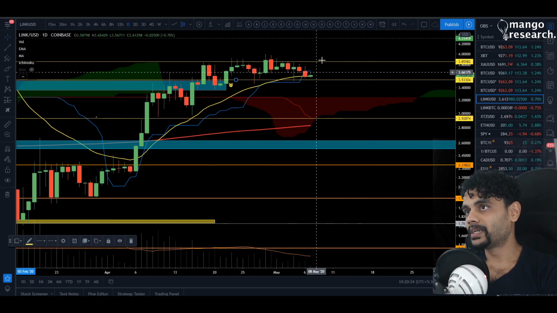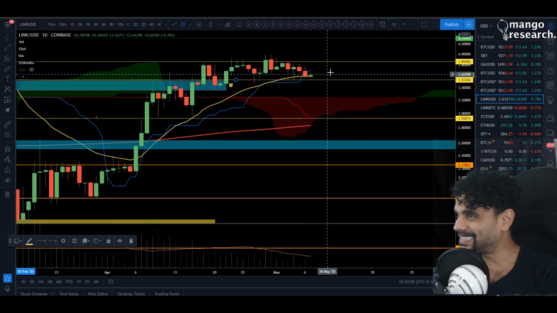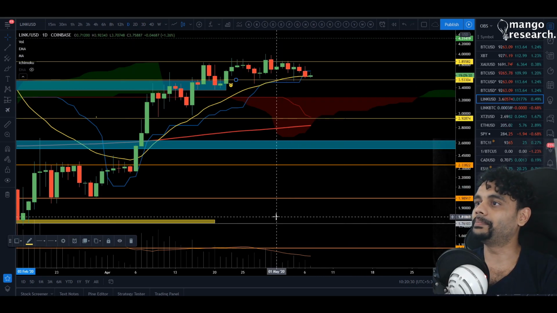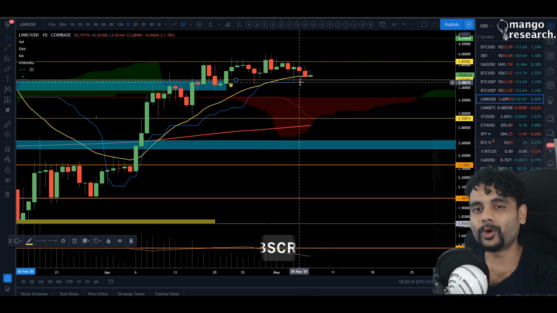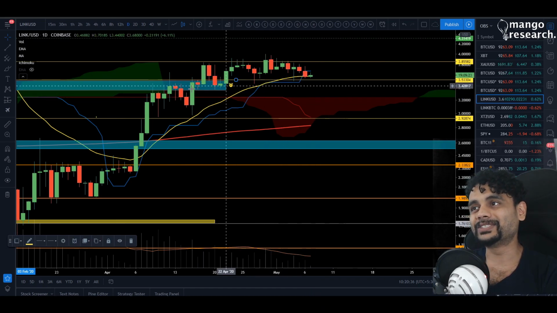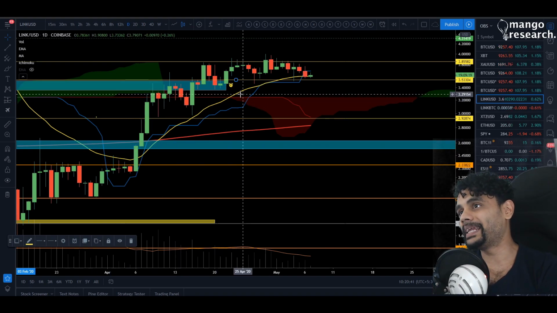Clearly over here, Chainlink is simply stagnating, right? It's stalling. Buyers are not coming in. You're seeing these lower highs over here kind of wane out in their strength. The slope is not as aggressive either. The 21 EMA is beginning to curl in. It's beginning to flatten out. You're seeing all of this.